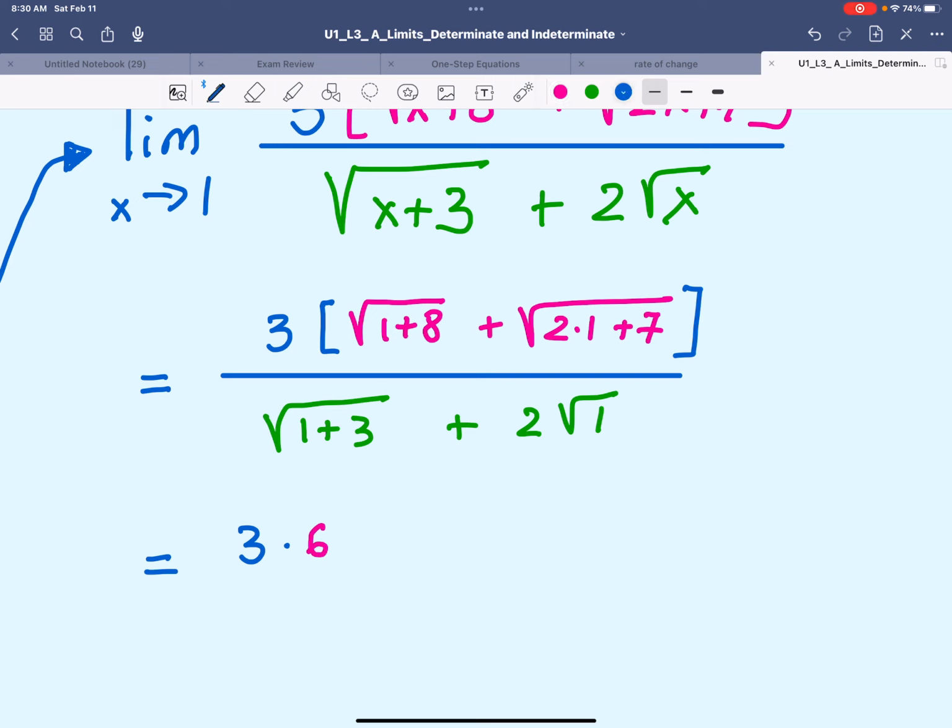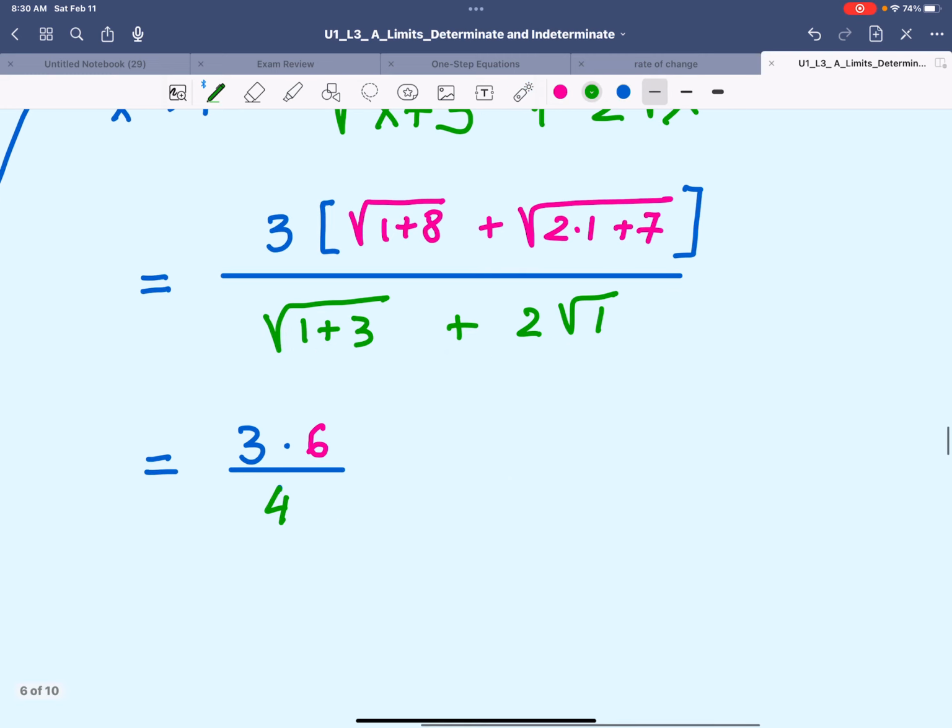6, divided by 1 plus 3 square rooted, that's a 2. 2 root 1, that's a 2. 2 plus 2, 4. So that's a 4 down here. So 3 times 6 is 18. And 18 over 4 will simplify to 9 over 2, and that would be the limit of this function at x equals 1.